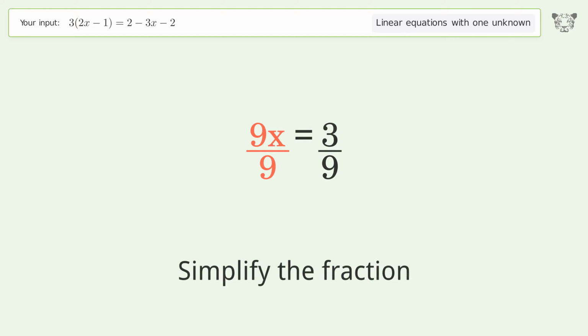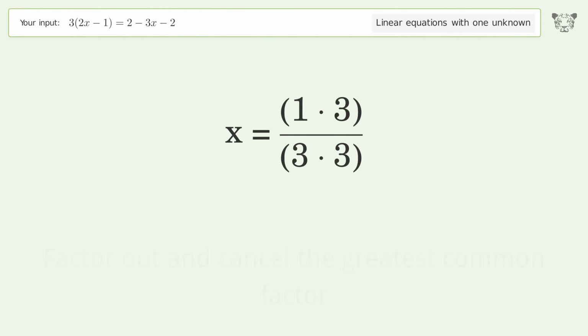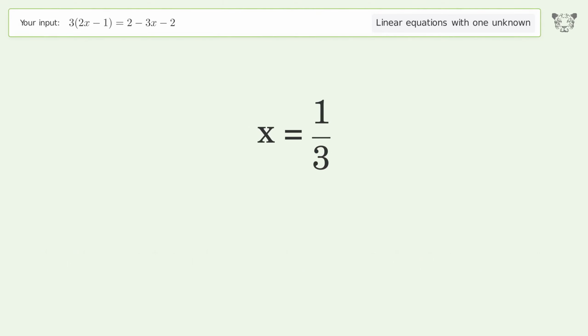Simplify the fraction. Find the greatest common factor of the numerator and denominator. Factor out and cancel the greatest common factor. And so the final result is x equals 1 over 3.